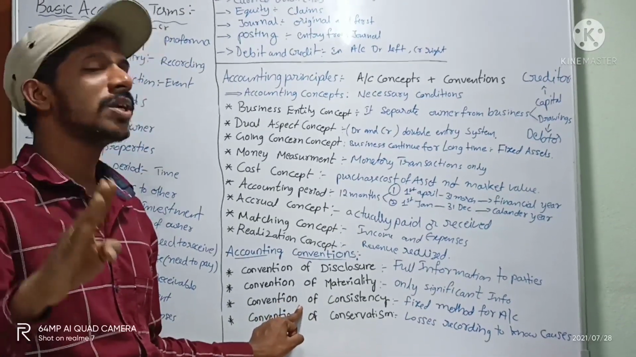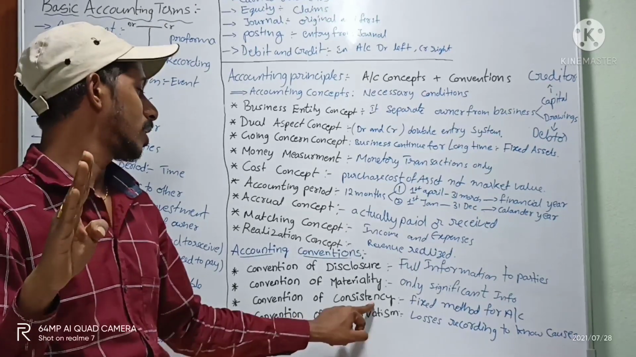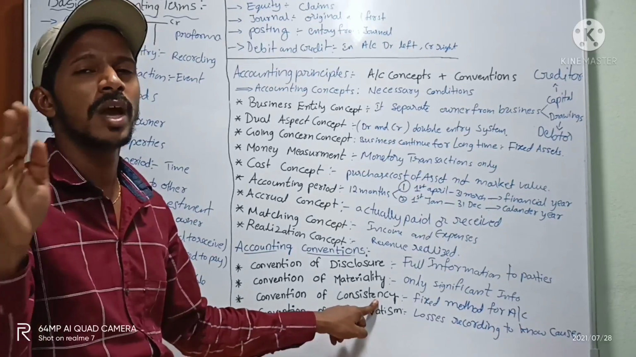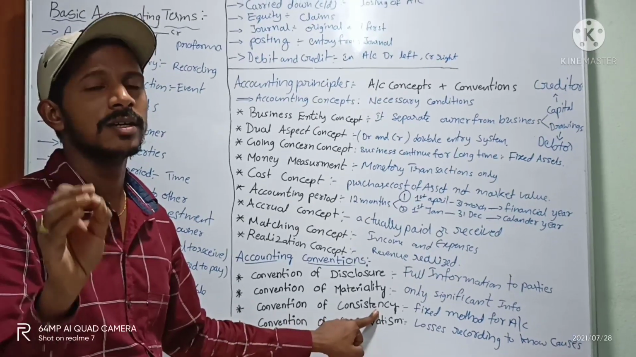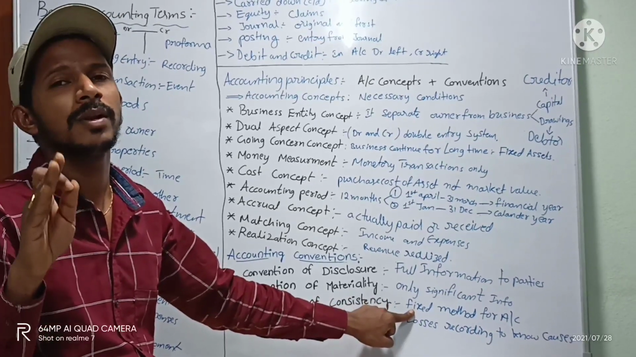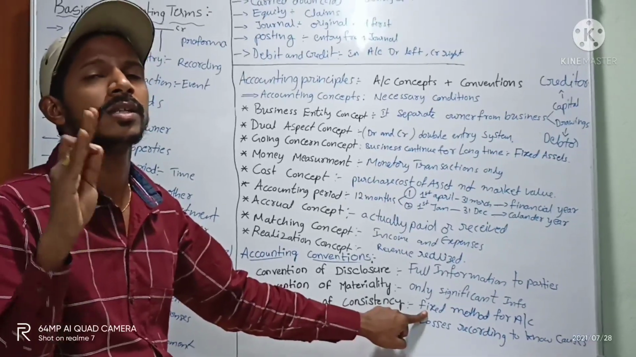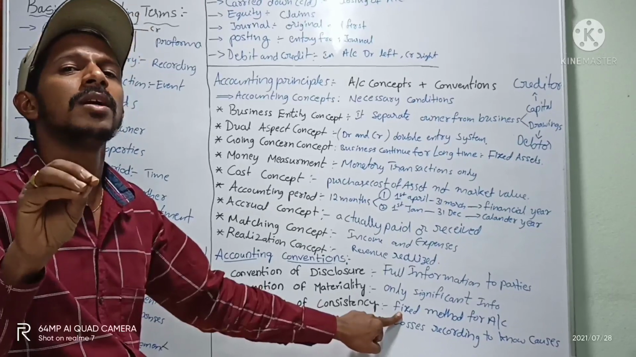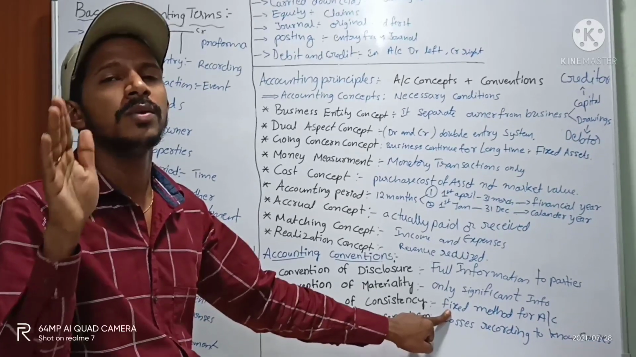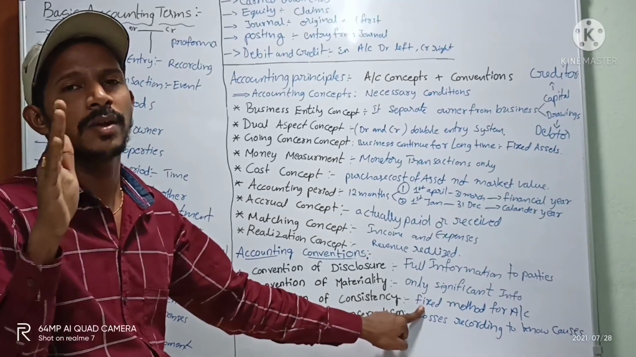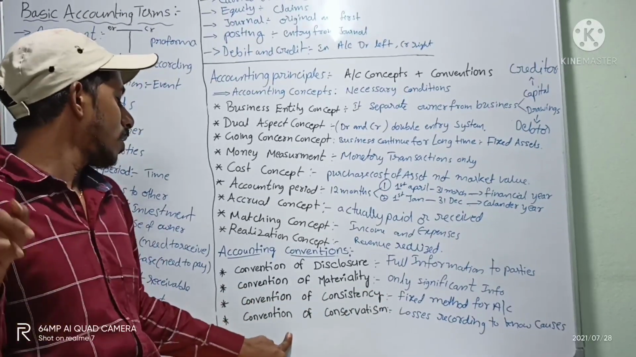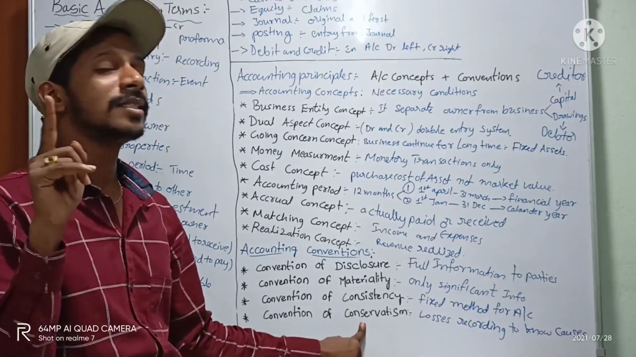And here, convention of consistency. Convention of consistency means in business, for some years we have to use a standard, a particular accounting method. For example, for depreciation, if you are using the fixed installment method, you have to use the same method for a number of years. Then you will get the accurate result and you can understand it. Okay, next we are going to see the convention of conservatism.